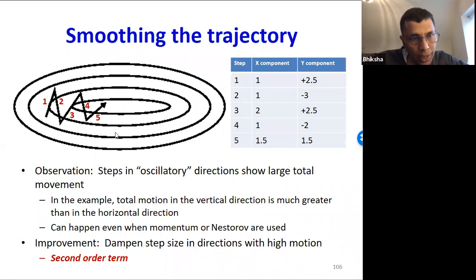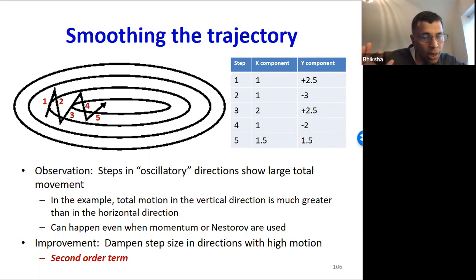So how can you quantify that something bad is happening? This is a two-dimensional example. I have shown you the X and Y components of the steps in each iteration for several iterations. And you can see that the X component is always steadily positive. The Y component is swinging positive and negative. Now, I have two cases over here. I have this: plus 2.5, minus 3, plus 2.5, minus 2 and 1.5. And then another case, I have plus 5, minus 6, plus 5, minus 4 and 3. Of the two, the second case is clearly the worst thing to be doing.